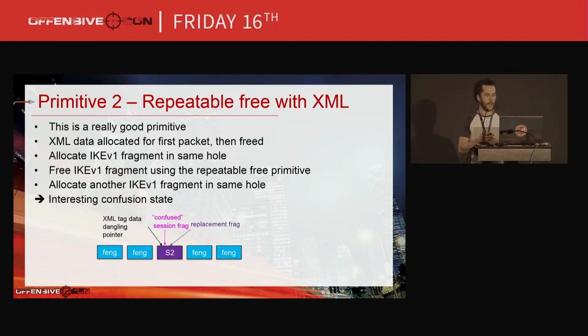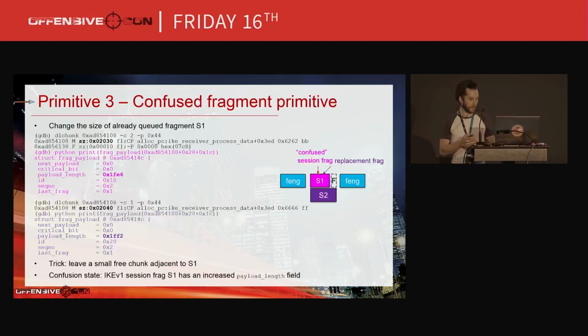And now what we can do is send another fragment from another session and confuse our initial pink fragment with a different purple fragment. So now we have an interesting state, right? We have a confused state, or a confused fragment, the pink one. So that's basically what we have.